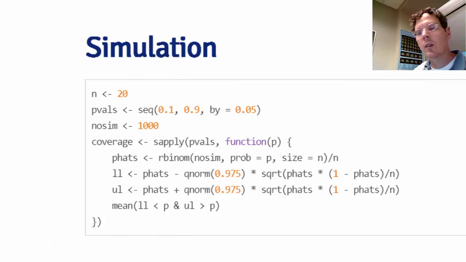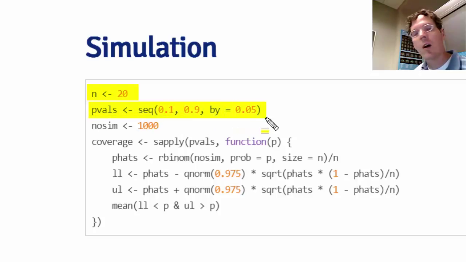Let's consider a simulation. Here I'm going to do a simulation where I flip a coin with a given success probability over and over and over again and calculate the percentage of times my Wald interval covers the true coin probability that we used to generate the data. So in each one of my simulations I'm going to do 20 coin flips. The true values of the success probability of the coin that I'd like to look at vary between 0.1 and 0.9, where I step through them by values of 0.05. I'm going to do 1,000 simulations.